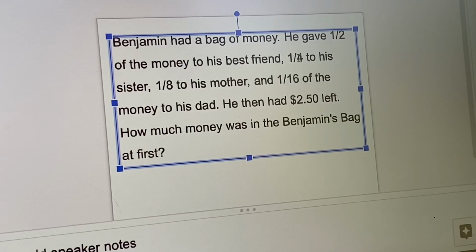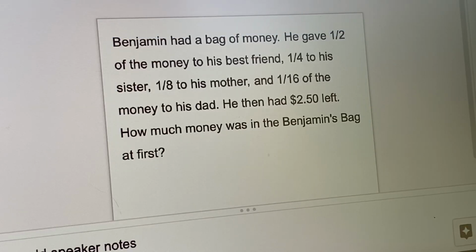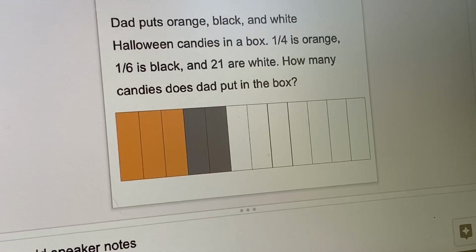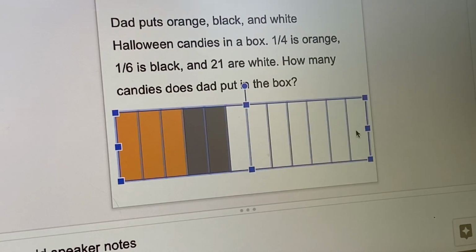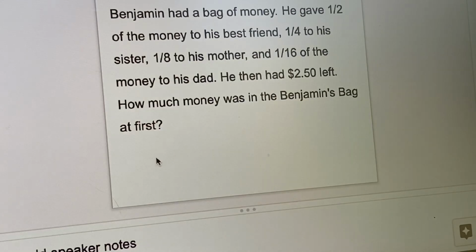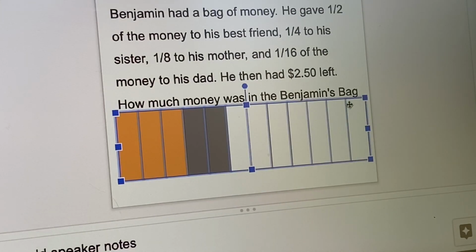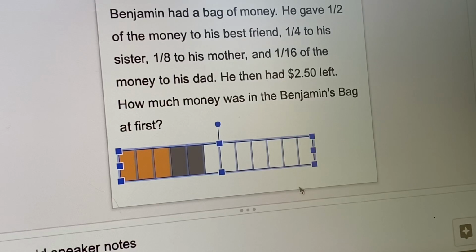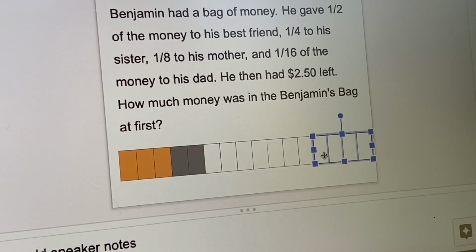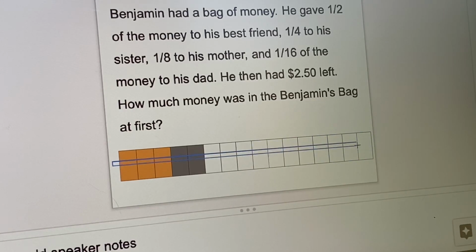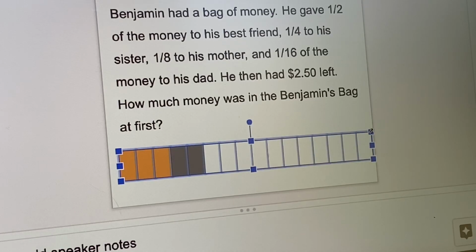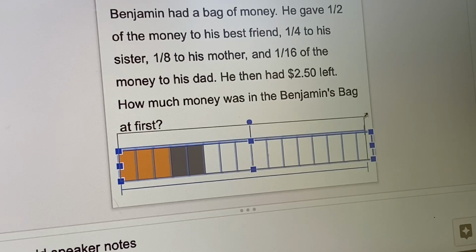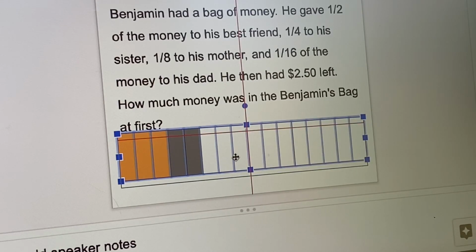So Benjamin's bag, 2, 4, 8, 16. So we part into 16 parts. This is 12. We will need to copy this one, 12, and adding 4 more. 1, 2, 3, 4. 4 more. So this is the whole money we have. Make it long and slender. This is the money we have.